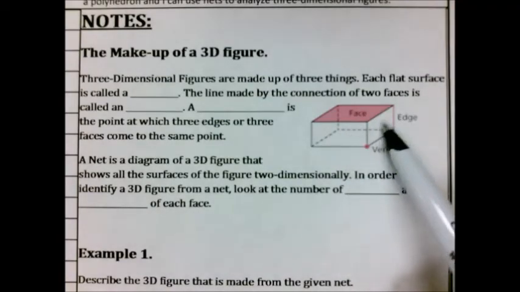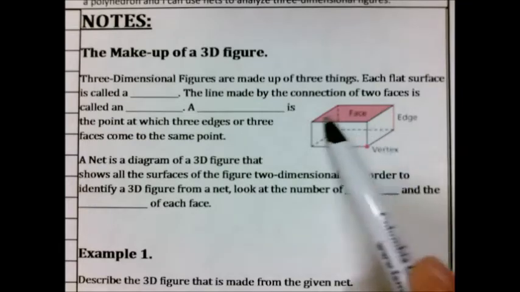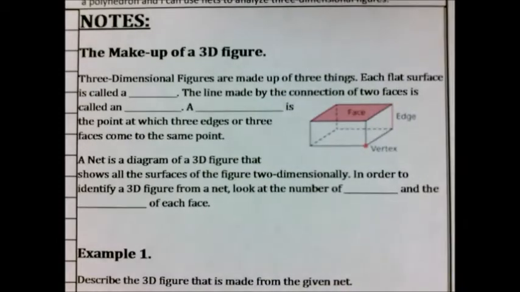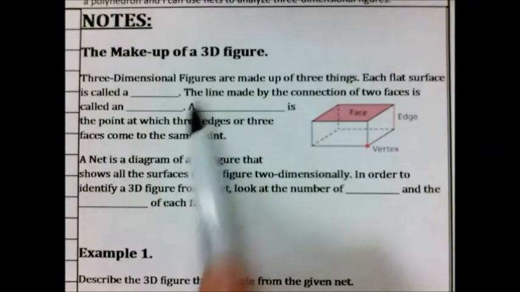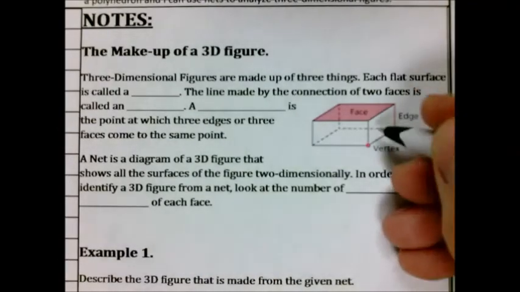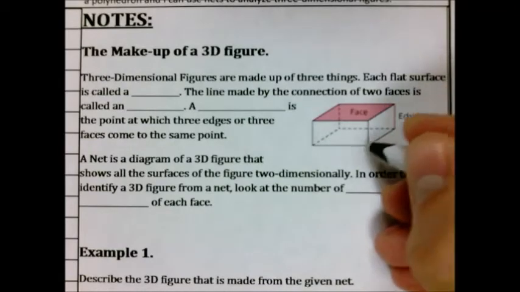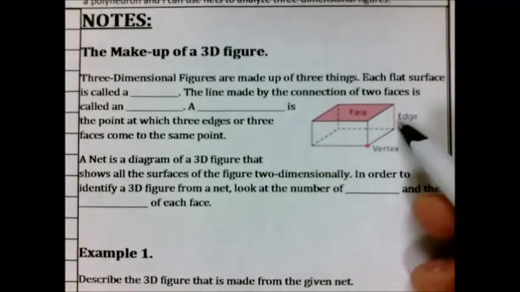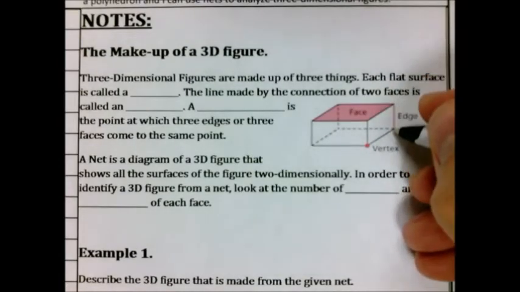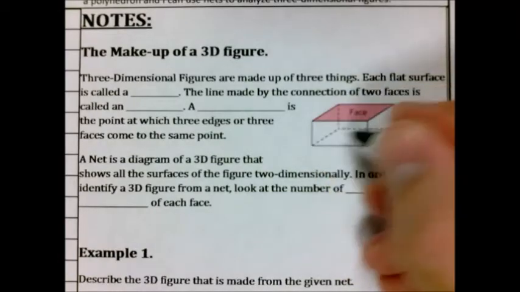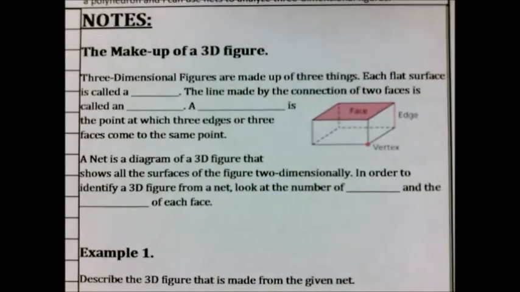So on this little shape here, we can see we have a face on the top, we have a face on the bottom, and there are four faces that make up the sides, right? Now, the line made by the connection of two faces, where two faces intersect, that's called an edge, okay? These are called edges. So we've got an edge here, an edge here, an edge here, an edge here. There's edge, edge, edge. There's a whole bunch of edges in this shape, right?